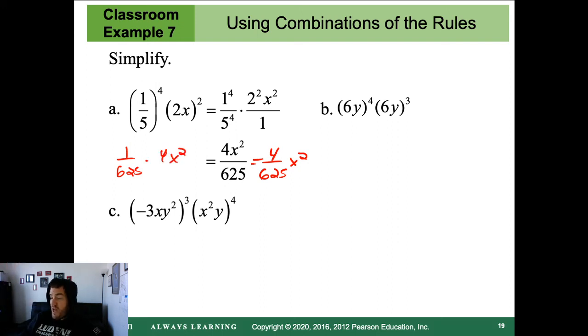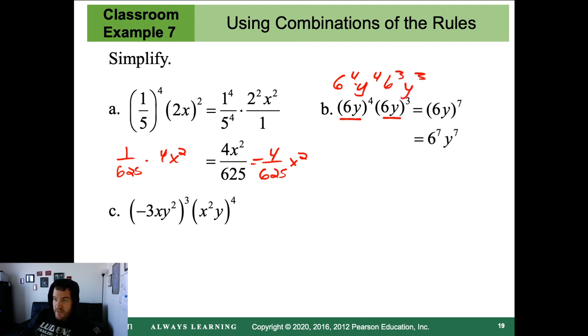No big deal. For B, I like that they noticed that 6y could be your base in both of those. So remember, like bases, we're going to add the exponents, so they got 6y to the 7th, and they just did that. So you could have done 6 to the 4th, excuse me, y to the 4th times 6 to the 3rd, y to the 3rd, and then seen that these are the same bases and these are the same bases, and then gone from there. Either one works.